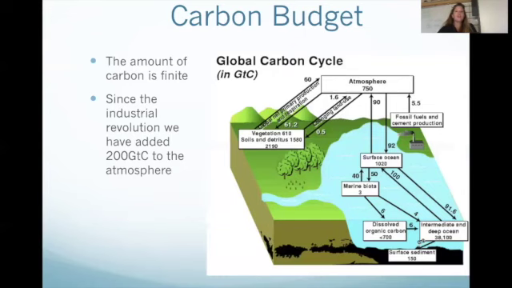The carbon budget is knowing that the amount of carbon in our environment is finite, but we are just changing where it's located and we're changing its form. Since the Industrial Revolution, we've taken a lot that was in the ground and put it up into the atmosphere. The problem with it up in the atmosphere is that it acts as a greenhouse gas, as a blanket on our planet, contributing to global climate change.